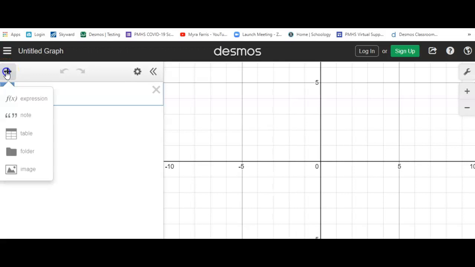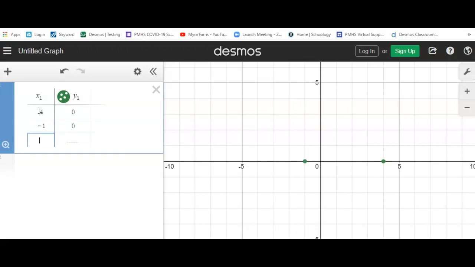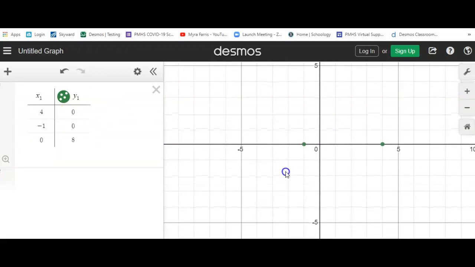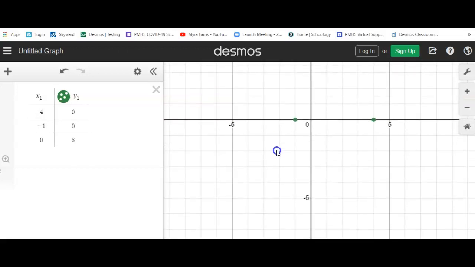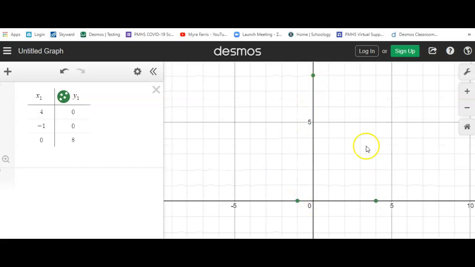So click on the plus sign and go to table. Plus sign and then table. And my points that I had written down were 4 and 0, -1 and 0, and 0 and 8. And you can see that they were put on the graph over here.